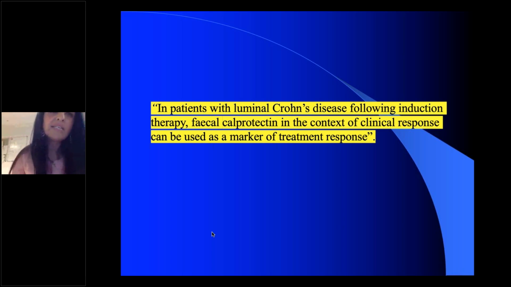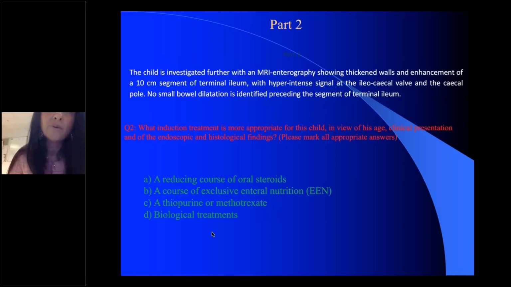The child is then investigated, because we suspect that this child has Crohn's disease, and so the child has an MRI. It shows thickened walls and enhancement with a 10 centimeter segment of TI, very hyperintense signal at the ileocecal valve, which basically means we think the ileocecal valve is also inflamed with disease. But importantly, the child has no small bowel dilatation upstream, so is not at risk of any stricturing.